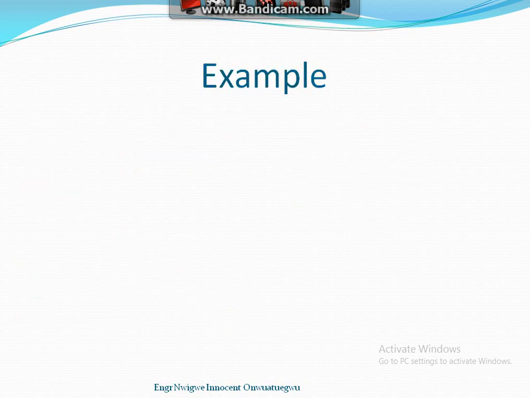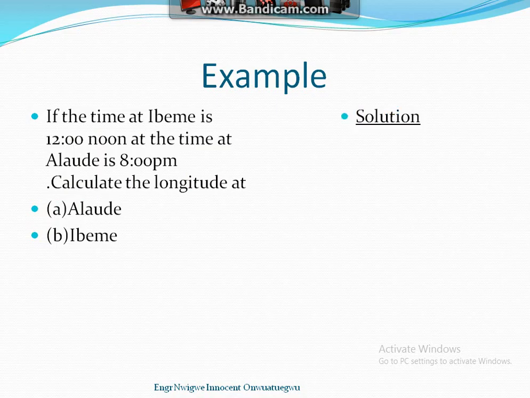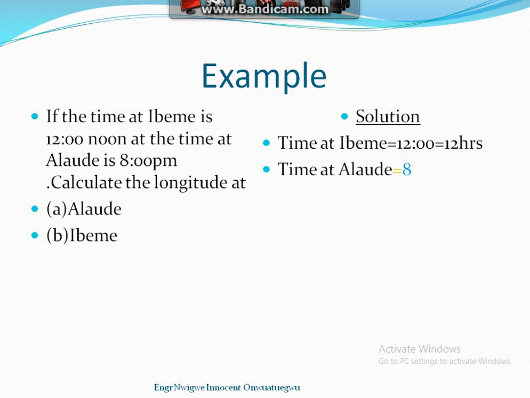Example: if the time at Ibeme is 12 noon, and the time at Alude is 8 p.m., calculate the longitude along A. Alude, B. Ibeme. Solution: time at Ibeme is 12 noon, which is 12 hours. Time at Alude is 8 p.m., which is 20 hours.